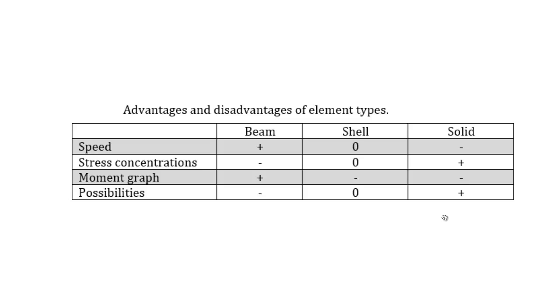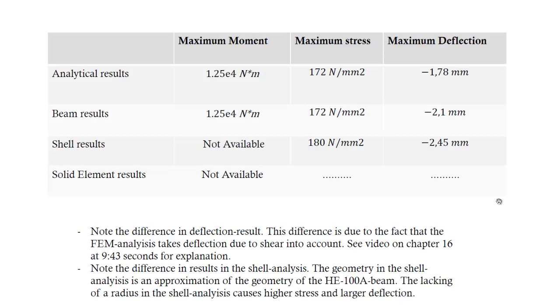Here you see the advantages of beam elements and solid elements. So beams are faster and they can show a moment graph. Solids are slower and they can show a moment graph but have more possibilities, because with beam elements you can only calculate beams logically. Shell elements give a little bit more possibilities, like calculating thin-walled structures like cupboards, etc. And solids have the most possibilities in calculating construction. So you should be able to calculate everything in solids, but it doesn't show a moment graph and it's slower than beams and shells because it needs more elements. So I'm gonna show that in this video.